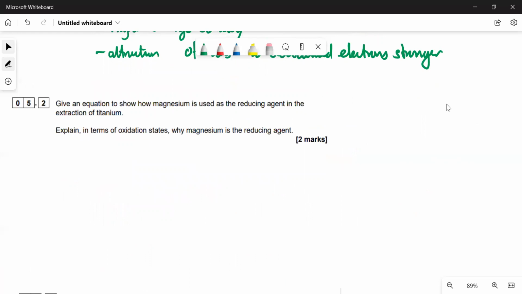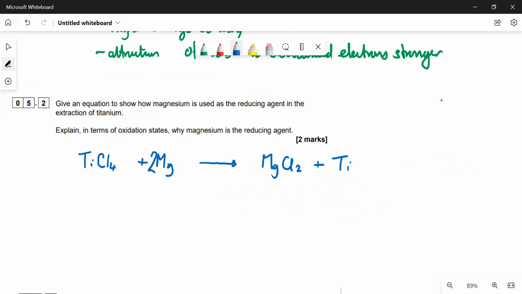Equation to show how magnesium is used as the reducing agent in the extraction of titanium. Okay, so this is a bit of recall here. You need to know that you extract titanium from titanium chloride with magnesium. You get a displacement reaction, magnesium more reactive, so you get magnesium chloride, which of course has the formula MgCl2, and you get titanium metal. Now we need to balance that with a 2 there.